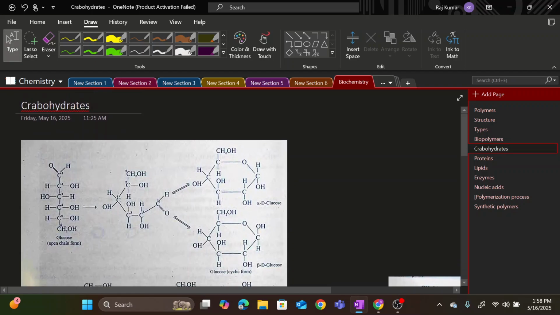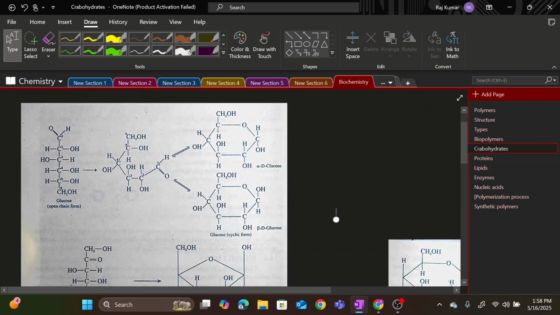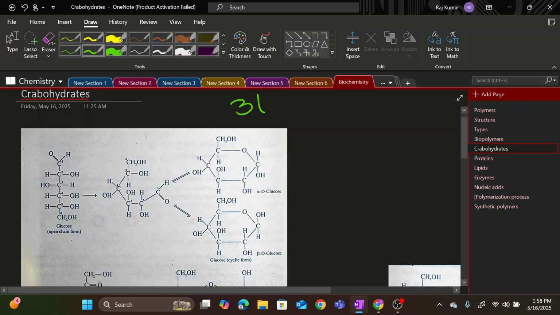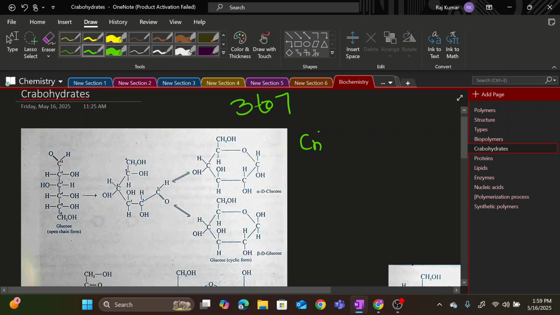Another important fact is that carbohydrates are divided into three major categories. Number one is the monosaccharides. Monosaccharides have the general formula CnH2nOn, and they have 3 to 7 carbon atoms. However, some carbohydrates do not have this ratio.